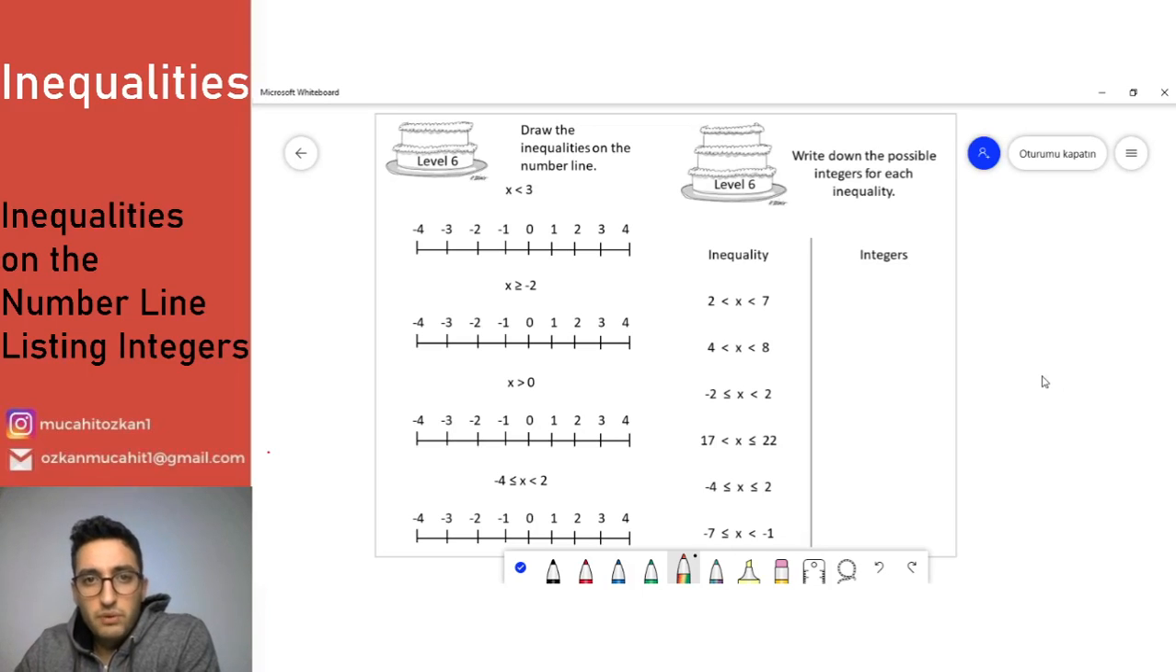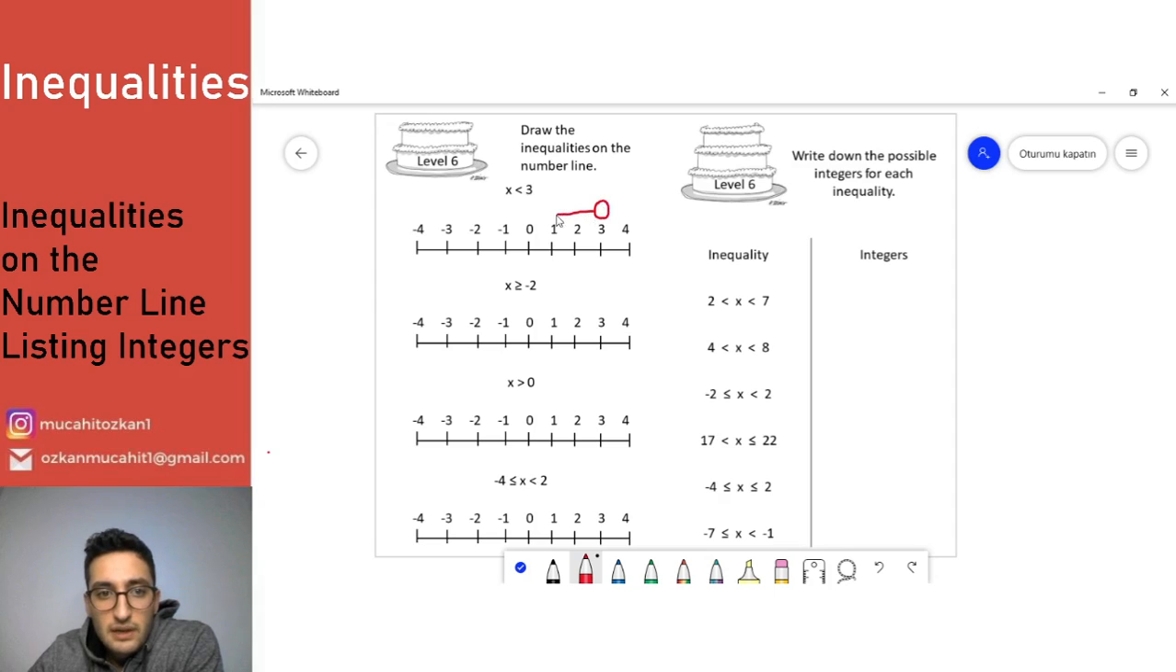Let's solve a couple of examples where we need to show inequalities on the number line and list integers. Starting from the left, we are given some inequalities and number lines. In the first one, it says x is less than 3. It says less than only, so I'm going to draw a circle on top of 3, and other x values less than that. That's why I'm going to show the left side with an arrow.